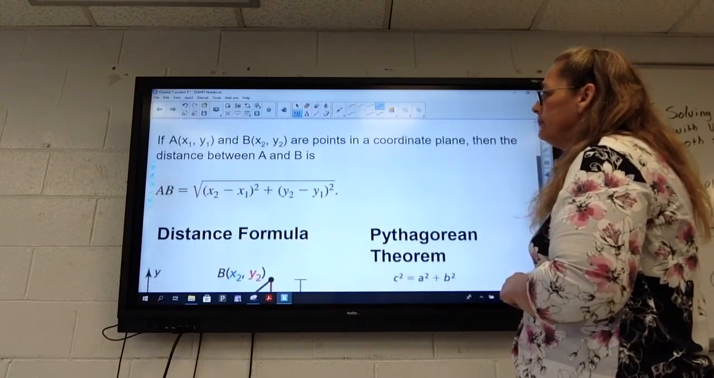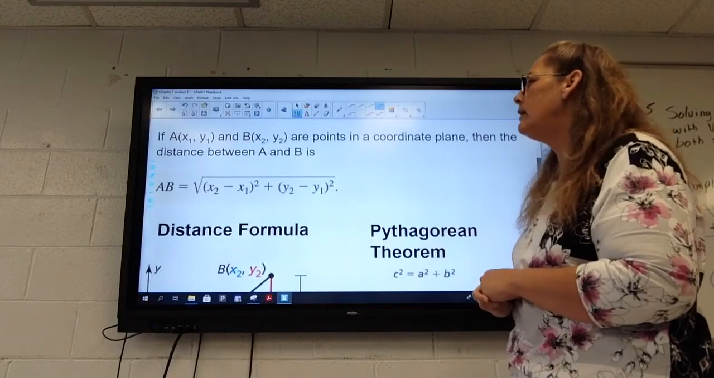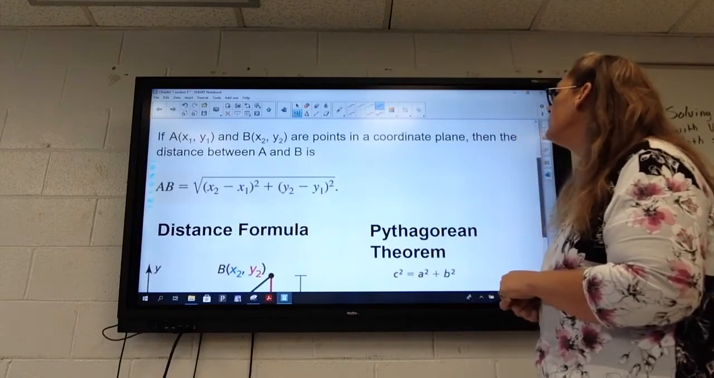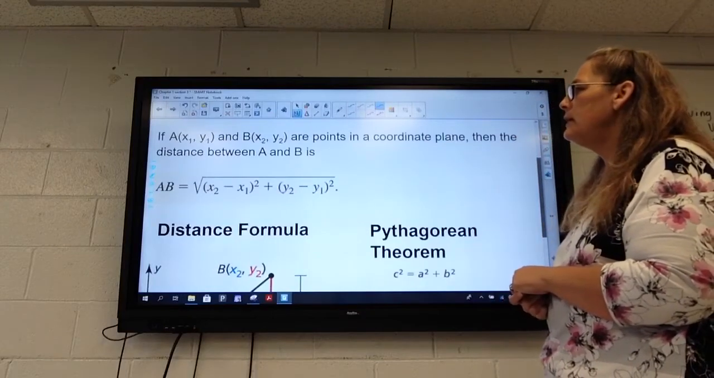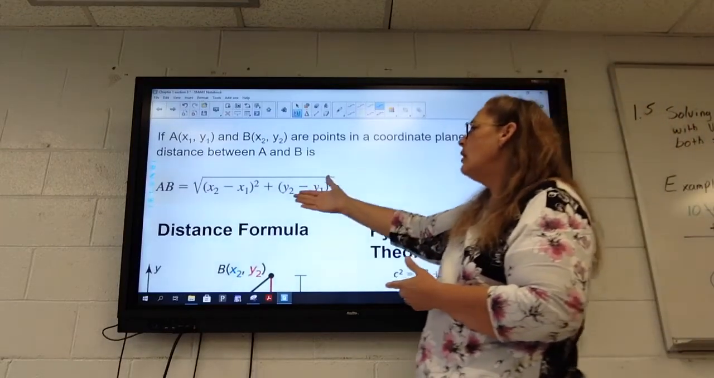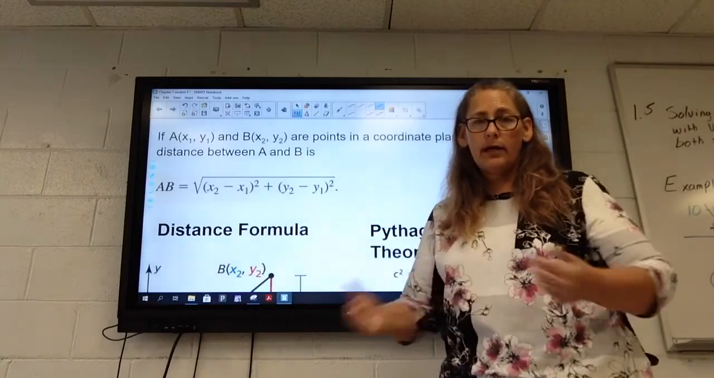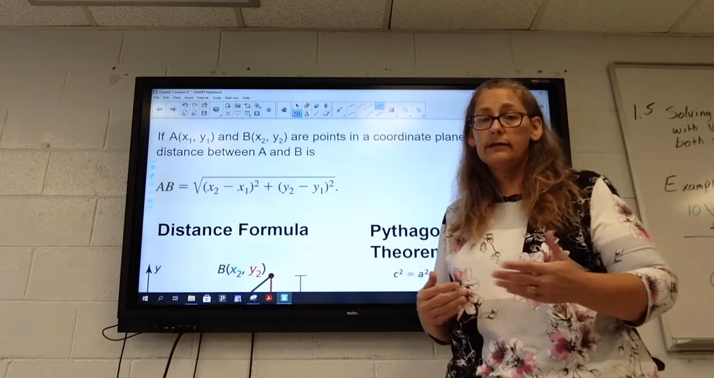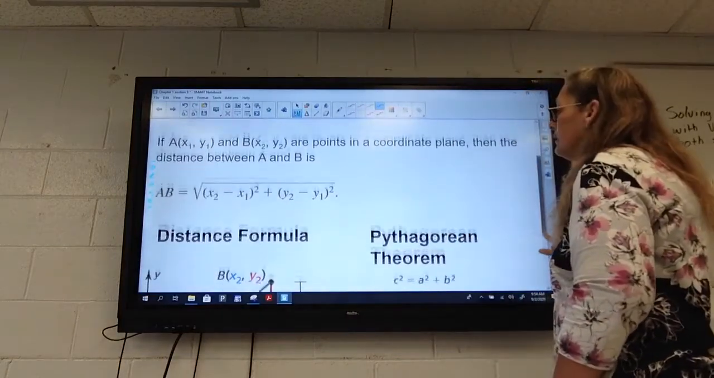Distance formula. Again, the x's and the y's, x1, y1, x2, y2, are points in a coordinate plane. Then the distance between A and B is this. We're not just talking about number lines now. So when we talk about geometry, we have to look at the coordinate plane, x's and y's, and graphing.